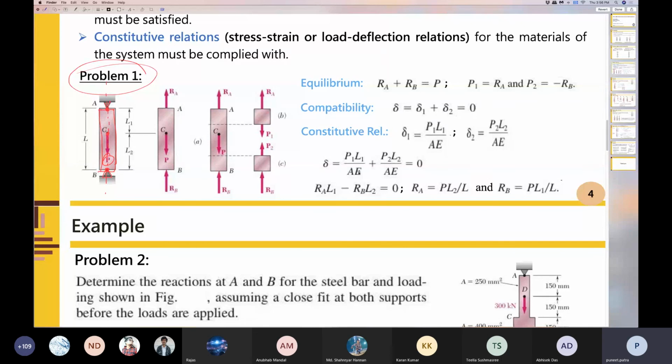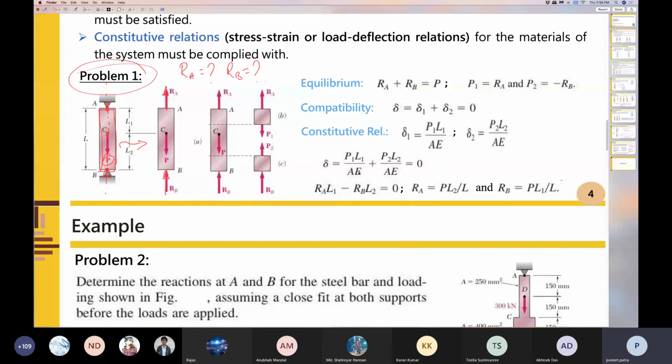of P. Let's say I draw the free body diagram of this case, and the free body diagram suggests that I have RA which is acting and I have RB which is also acting, and I want to find out RA and I want to find out RB. Okay, so how do I go about it?